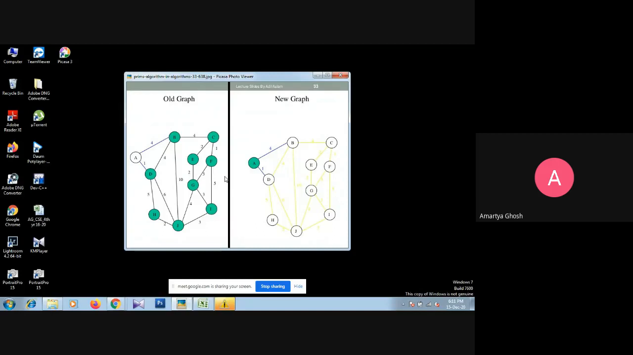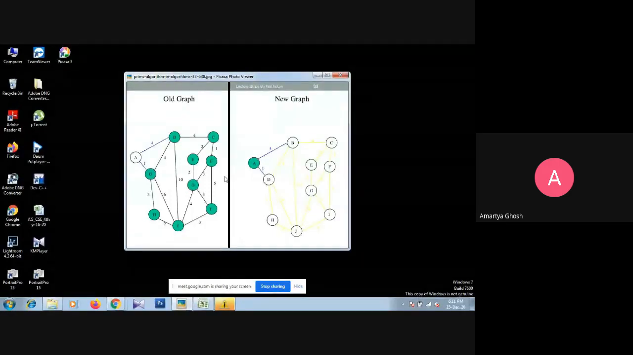By 1 we can reach D, by 4 we can reach B. So according to the priority queue, the front position, that is 1, indicates we have to draw AD. So we just connect A and D. Between A and D, we just connect D, first we connect A and D.